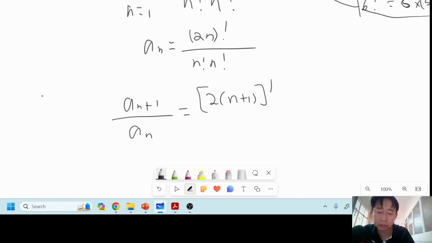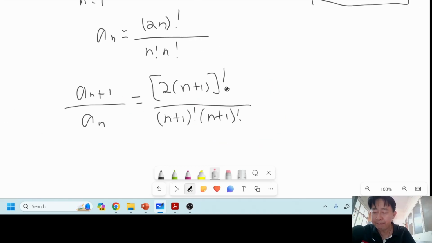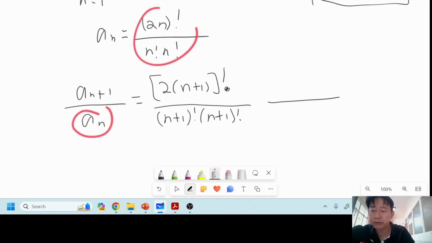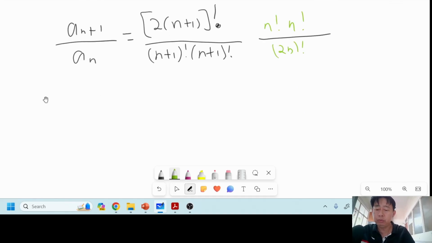The whole thing is to be sitting inside the factorial. Then, instead of n factorial, I have n plus 1 factorial, n plus 1 factorial. So that completes the expression for a at n plus 1. Now I'm going to write down the expression for a at n, which is simply equal to this term, 2n factorial over n factorial, n factorial. How would you go ahead to solve these equations? It should be actually very easy.